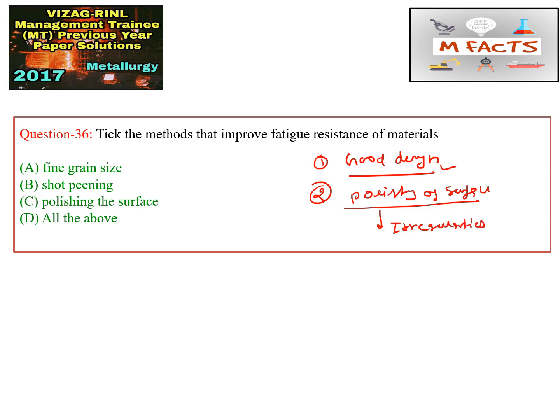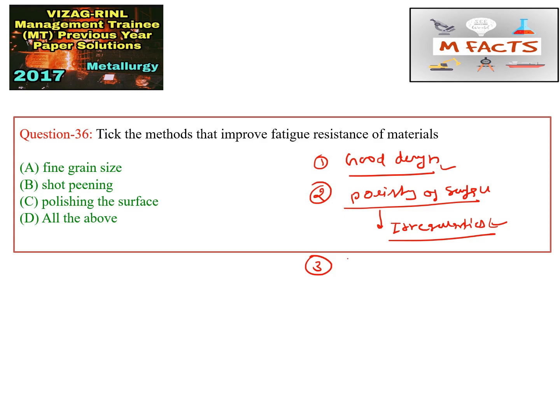And these irregularities are basically responsible for crack initiation. So once we do good polishing of the surface, that will give a good surface finish, and that will remove the irregularities. So this is also one method for improving the fatigue resistance.